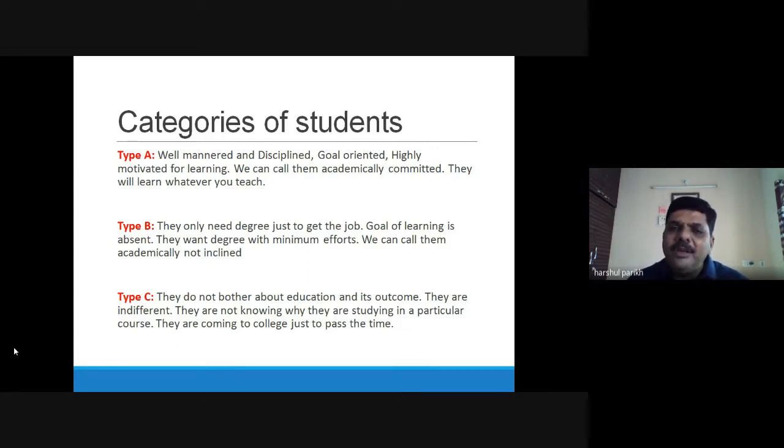And they are coming to college just to pass the time. This kind of student thinks, why sit at home rather than go to college, just to pass the time and meet friends? And that's why they do not bother about education. These three categories we face daily in our class also.